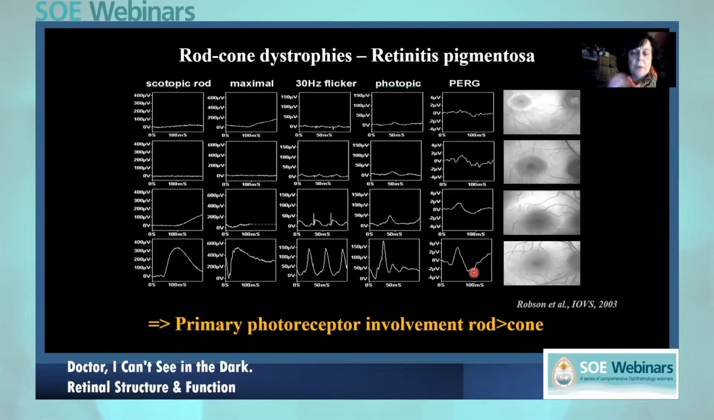Another key feature of rod-cone dystrophy and affiliated disorders is on the full-field ERG, the primary photoreceptor involvement with a severely reduced a-wave under dark adaptation conditions, which predominates compared to the photopic responses, which are usually a bit more preserved, at least when the full-field ERG is still detectable.